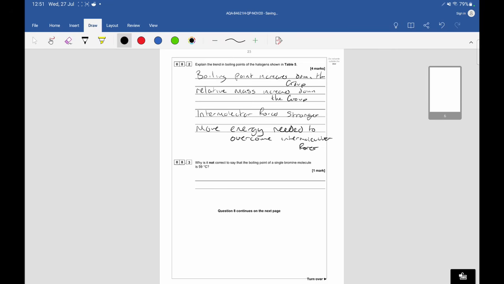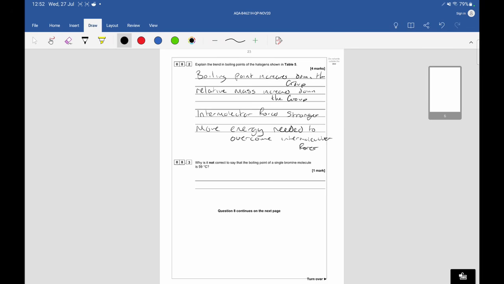Those are your 4 points to make. That's what your 4 marks are for. And that's your point here. Why is it not correct that the boiling point of a single bromine molecule is 59 degrees Celsius? Well, a single molecule of anything can't be a solid, liquid, or a gas because we need to have lots of these molecules together for any of these properties to apply.